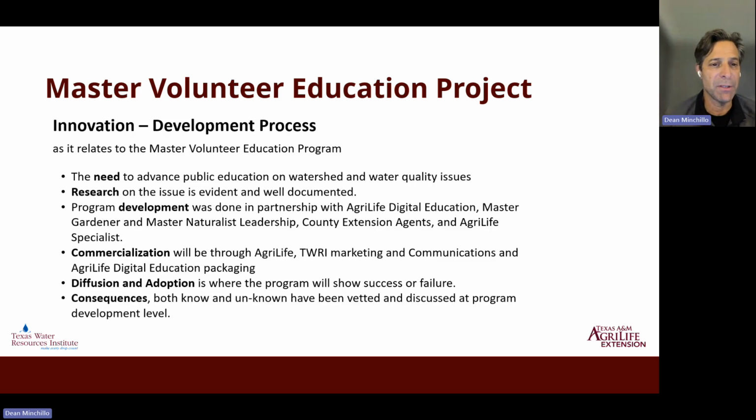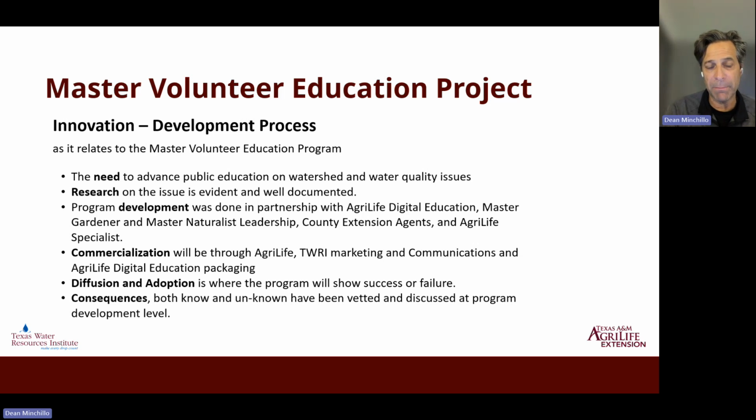How it fits into the innovation and development process, real quickly, is, number one, the need to advance public education on watersheds and water quality issues was there. That was just a given. That is something that the Texas State Soil and Water Conservation Board felt was a critical issue. So that established the need or the problem. And then the research was done on the issue and how the issue is getting resolved. So the research is deep and wide on that particular topic.